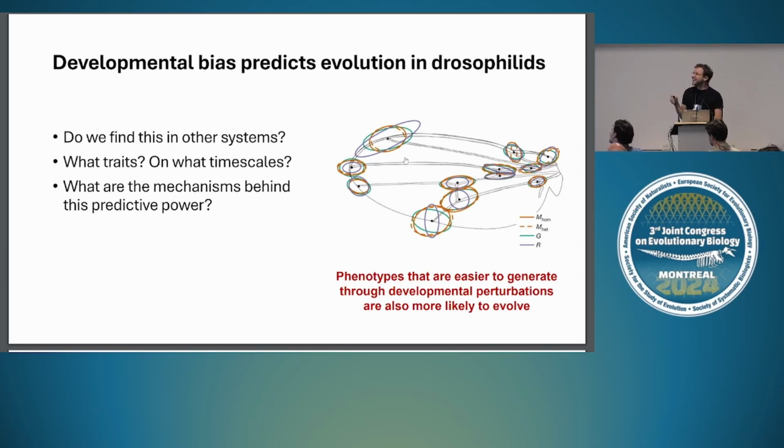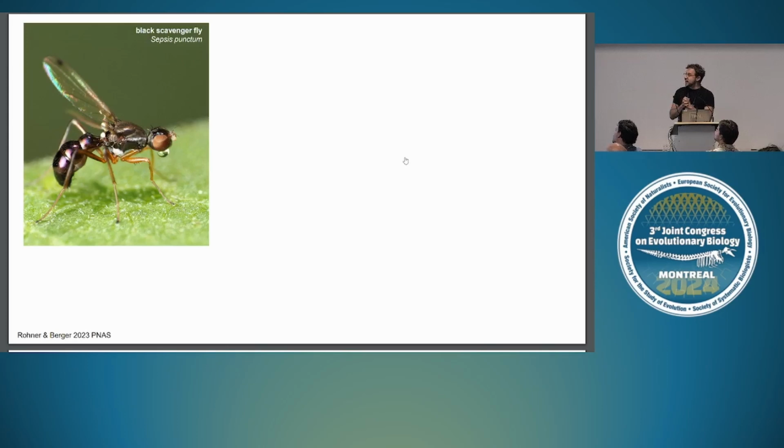So now I'm wondering, do we find this in other systems as well? On what timescales do we find these relationships? And especially, what are the mechanisms behind this predictive power of developmental bias when it comes to evolution? To look at that, David Berger and I teamed up and studied the black scavenger fly, Sepsis punctum.